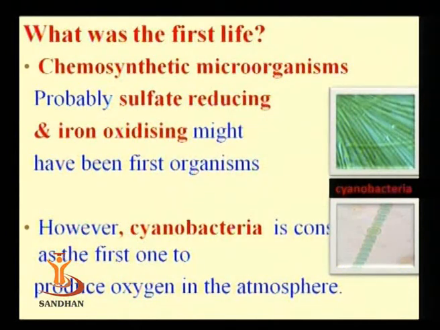However, first life on earth is believed to be chemosynthetic microorganisms. Probably they were sulfate reducers and iron oxidizers, because both of these molecules were present in the environment or the atmosphere. It is also believed that cyanobacteria could be the common ancestor of life.